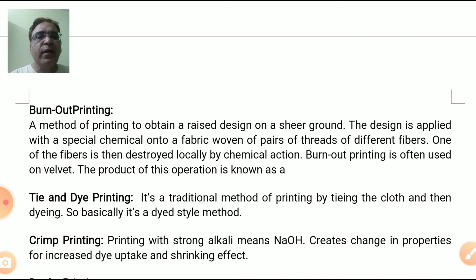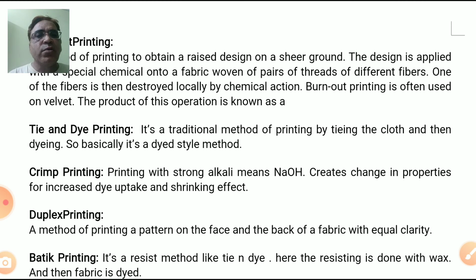Next is your tie and dye printing. It is a traditional method of printing which comes under the resist style of printing. In this case we tie the fabric with yarn and then of course dye the whole material. So at the place where we have tied, we will have no color. So this gives you a print effect on the fabric.